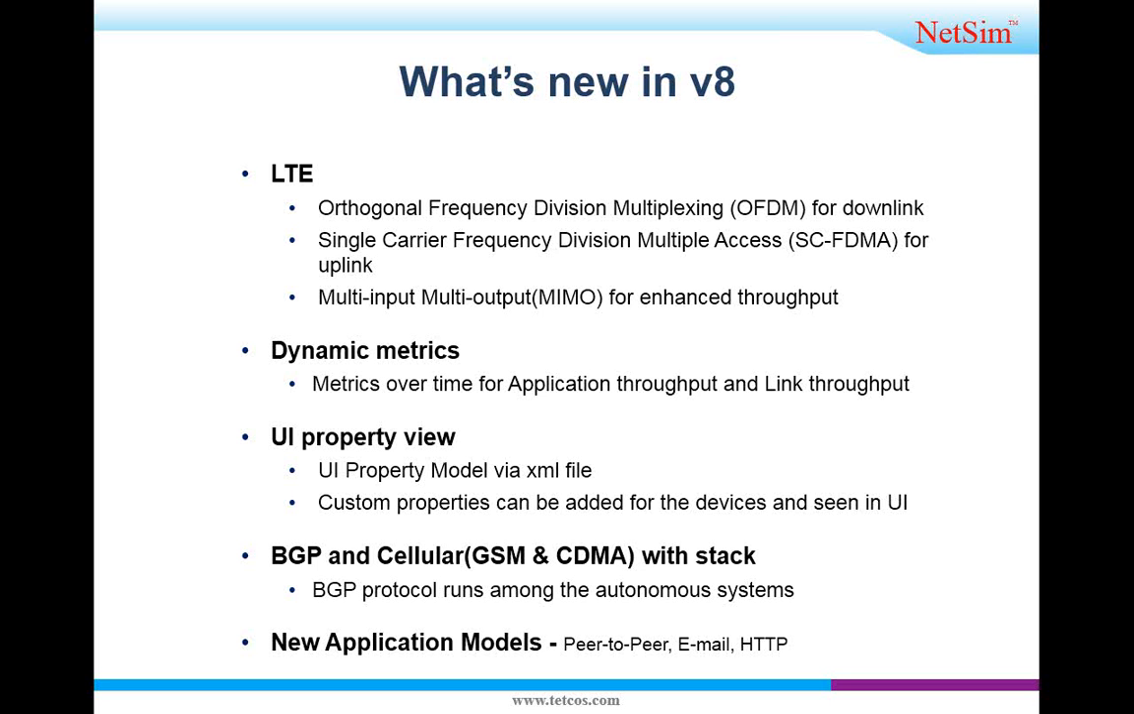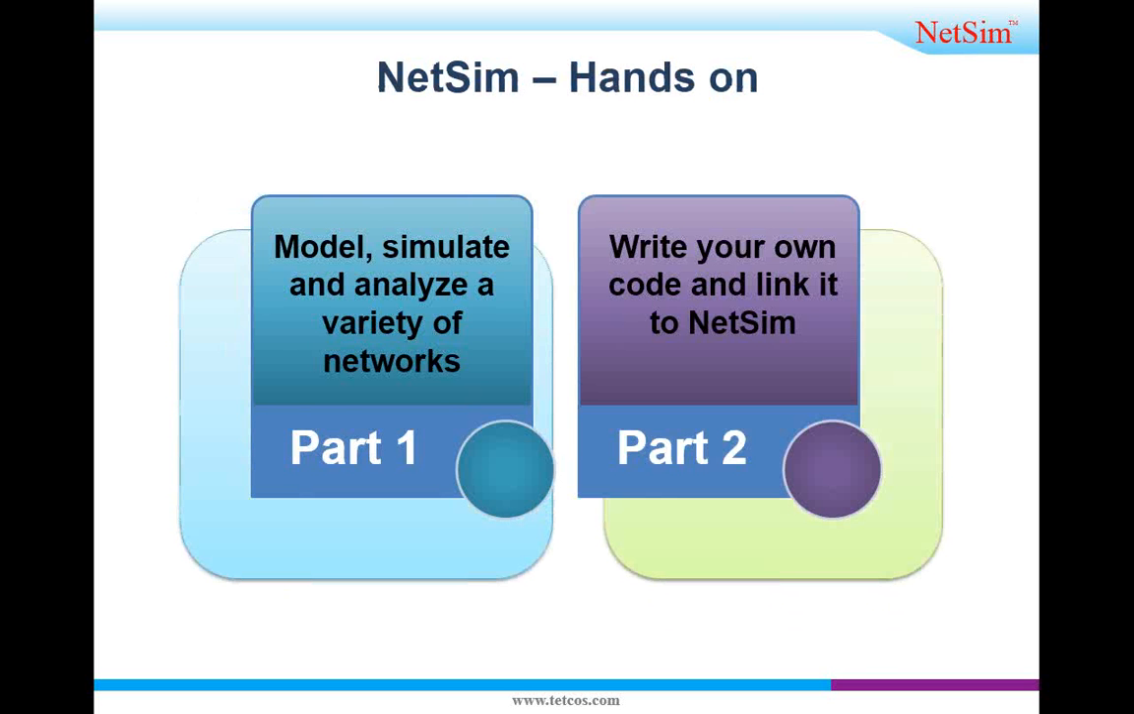You can use it via XML file, and custom properties can be added according to your devices. Then BGP and cellular network with stack. Then some new applications have been added like peer-to-peer, email, and HTTP. These applications have been added so that you can send these kinds of traffic on your node.